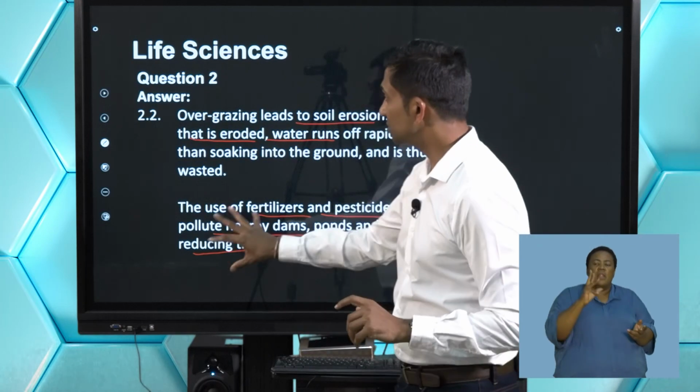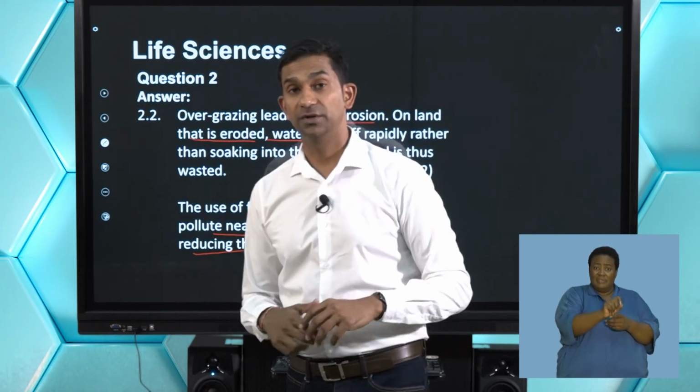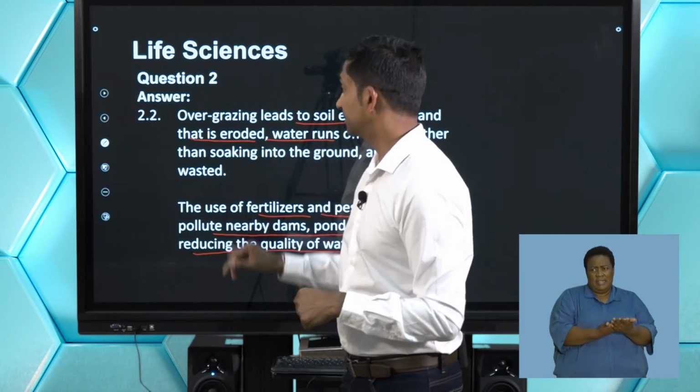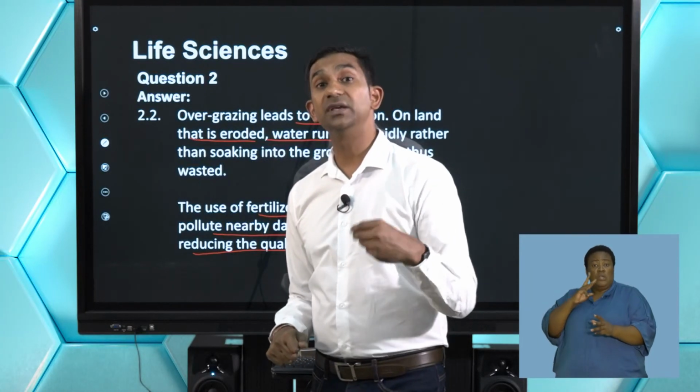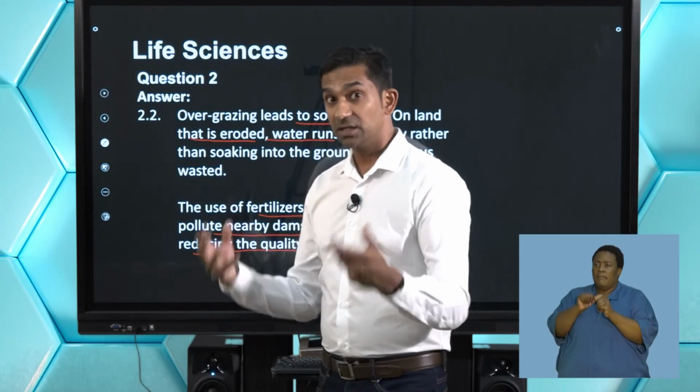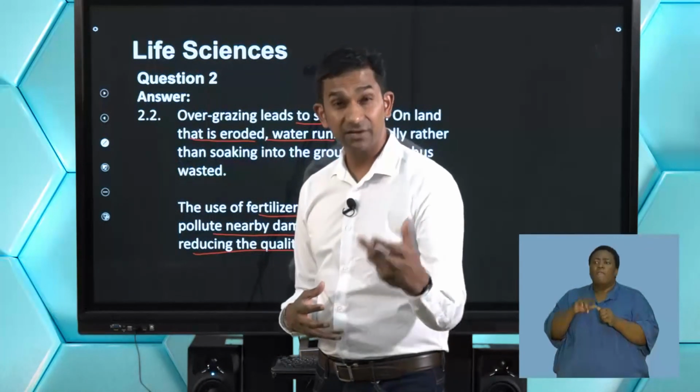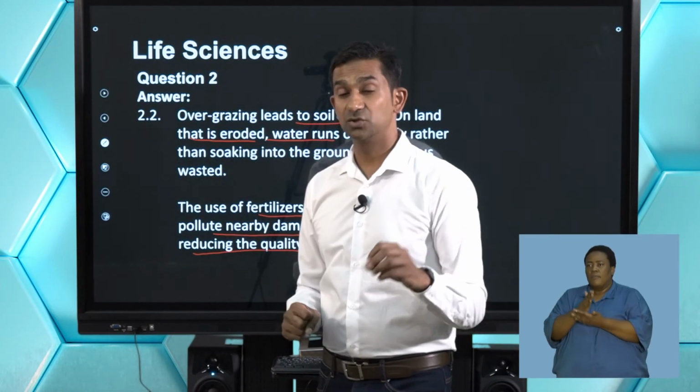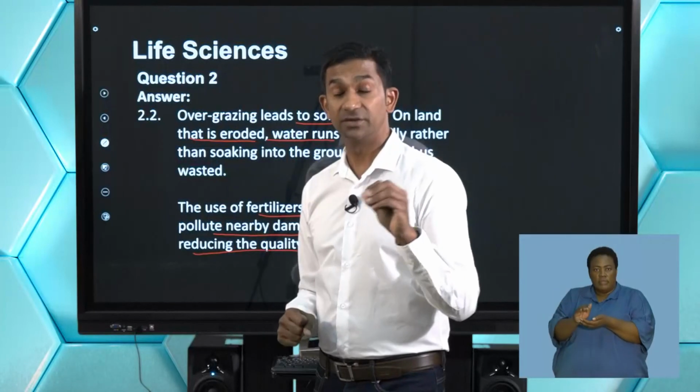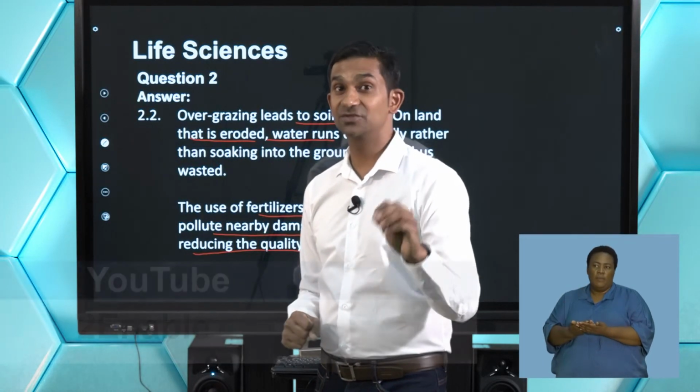So these are two simple mechanisms that can ensure that the quality of water, as well as the way water is used, can be better used by farmers to ensure that there's reduction in the amount of water wasted.